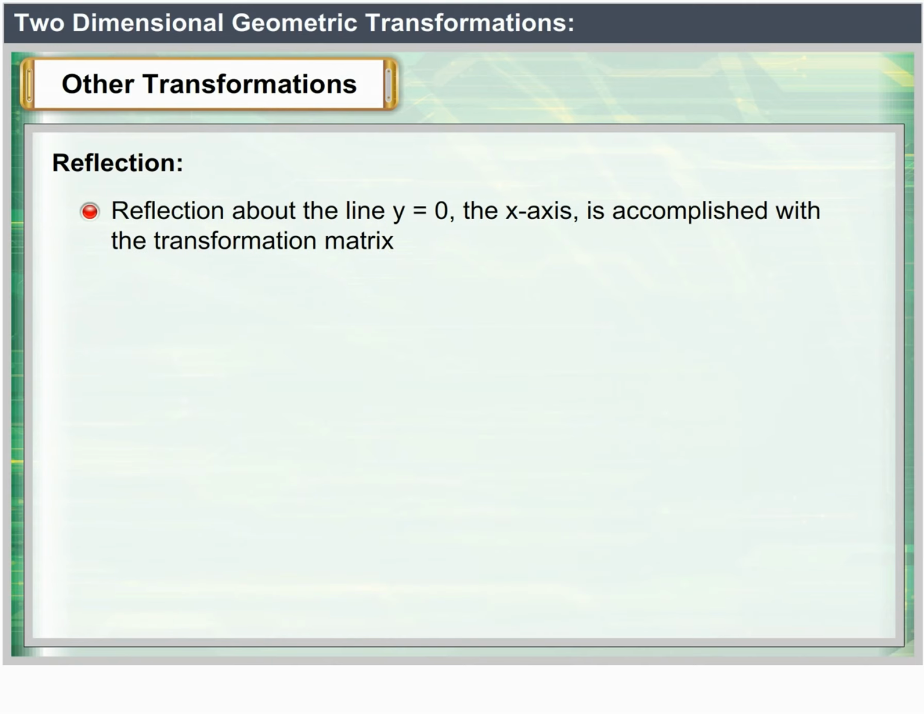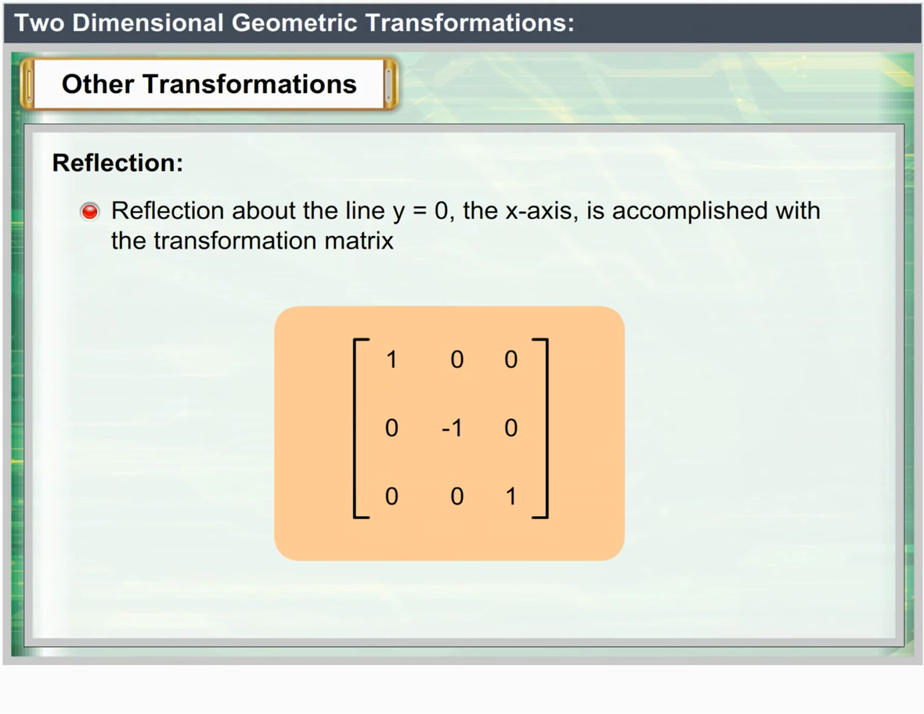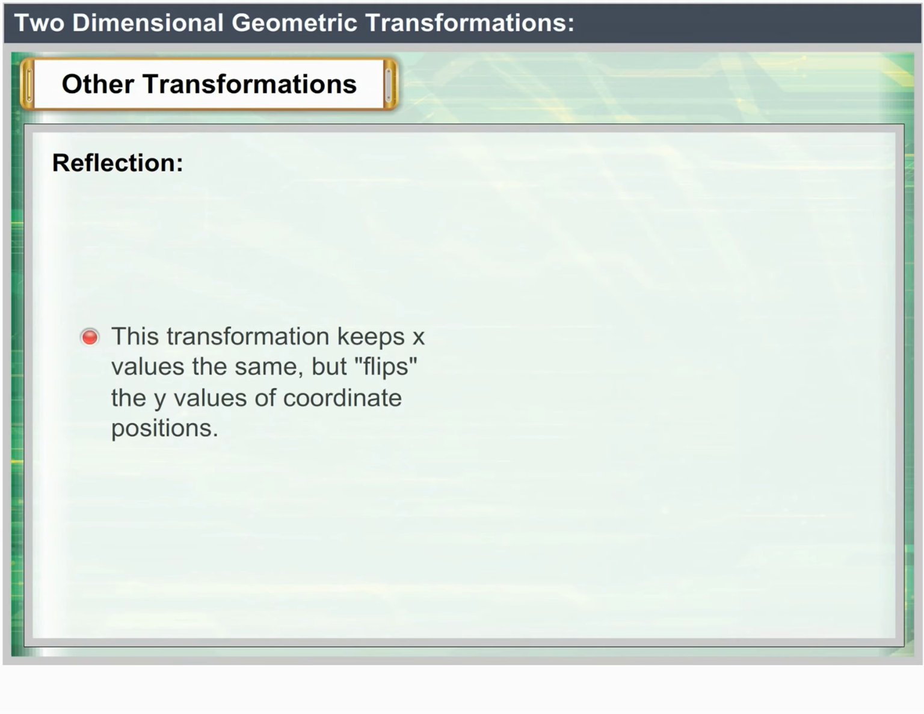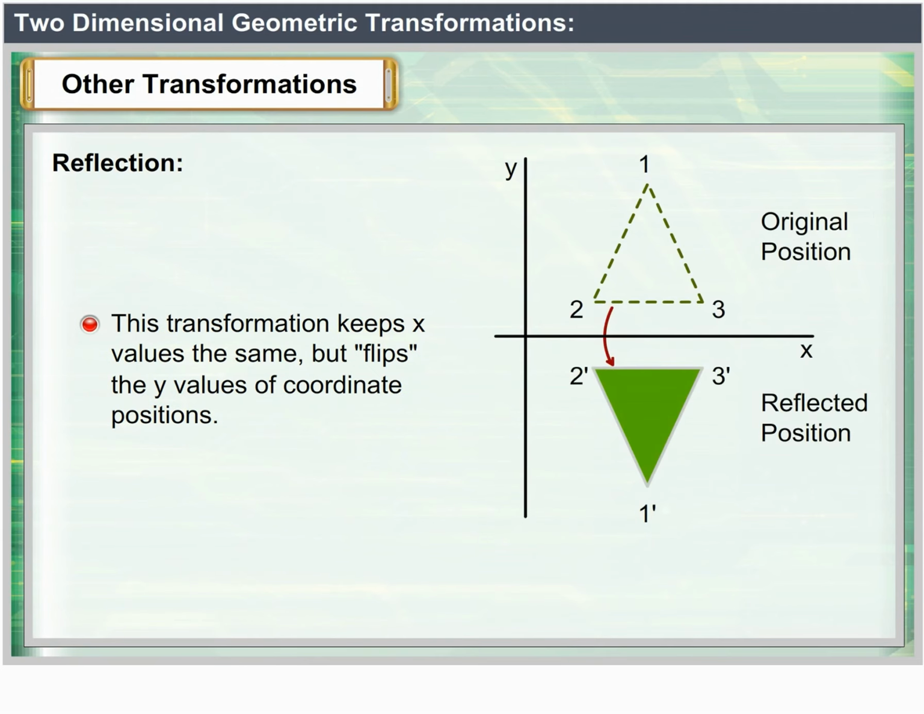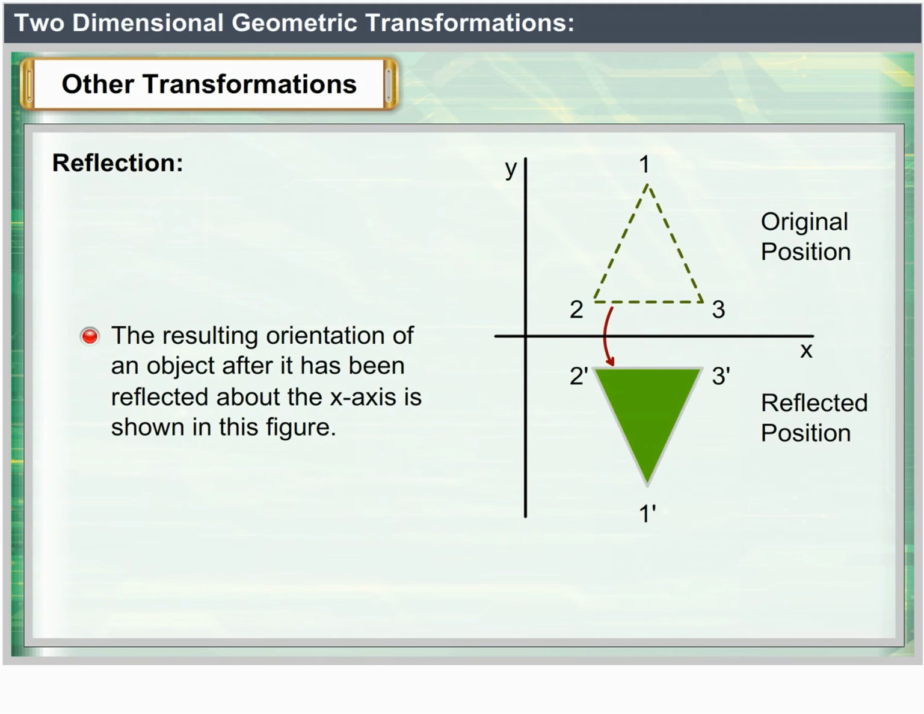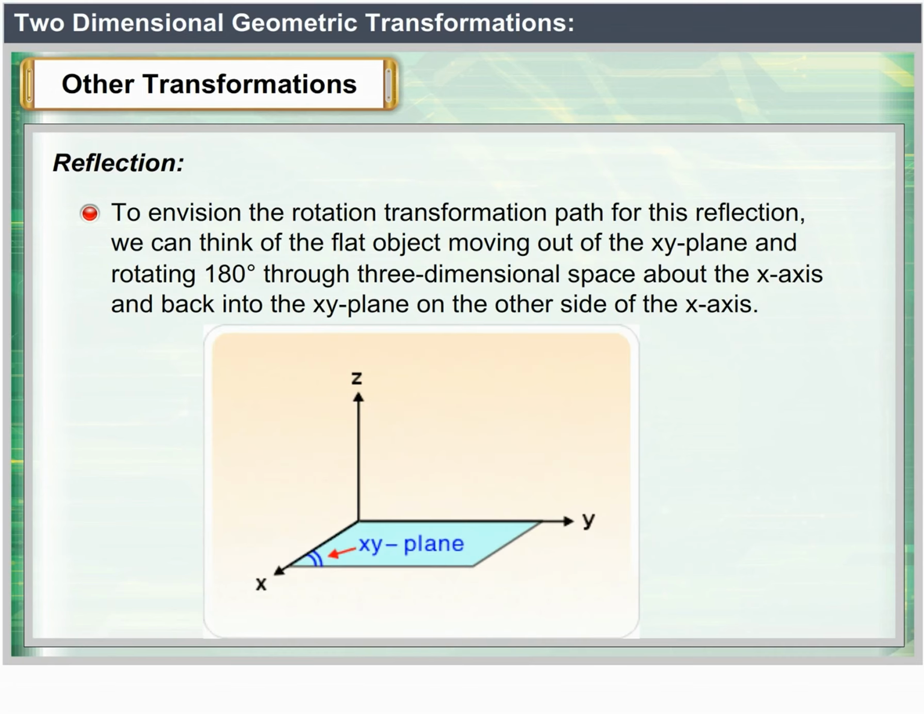This transformation keeps x values the same, but flips the y values of coordinate positions. The resulting orientation of an object after it has been reflected about the x-axis is shown in this figure. This figure shows the reflection of an object about the x-axis. To envision the rotation transformation path for this reflection, we can think of the flat object moving out of the xy plane and rotating 180 degrees through three-dimensional space about the x-axis and back into the xy plane on the other side of the x-axis.